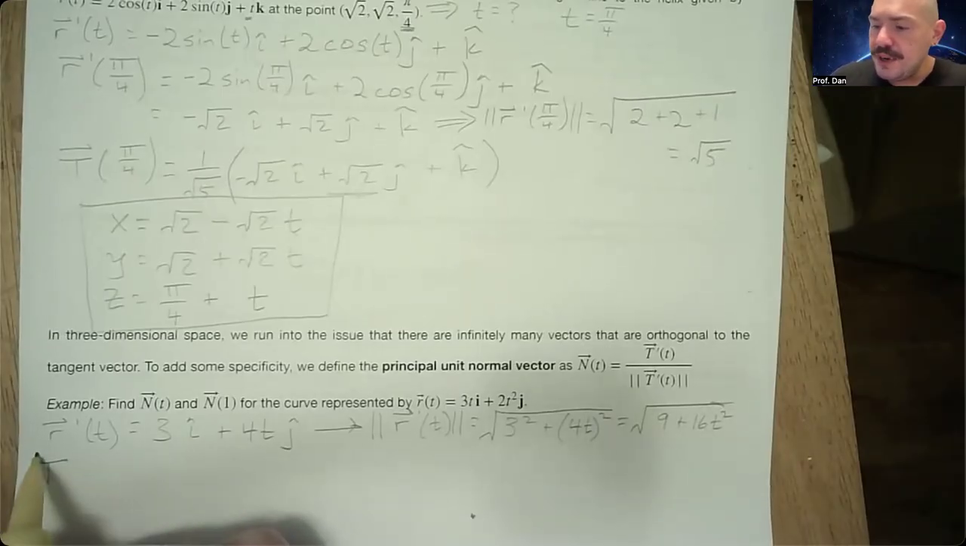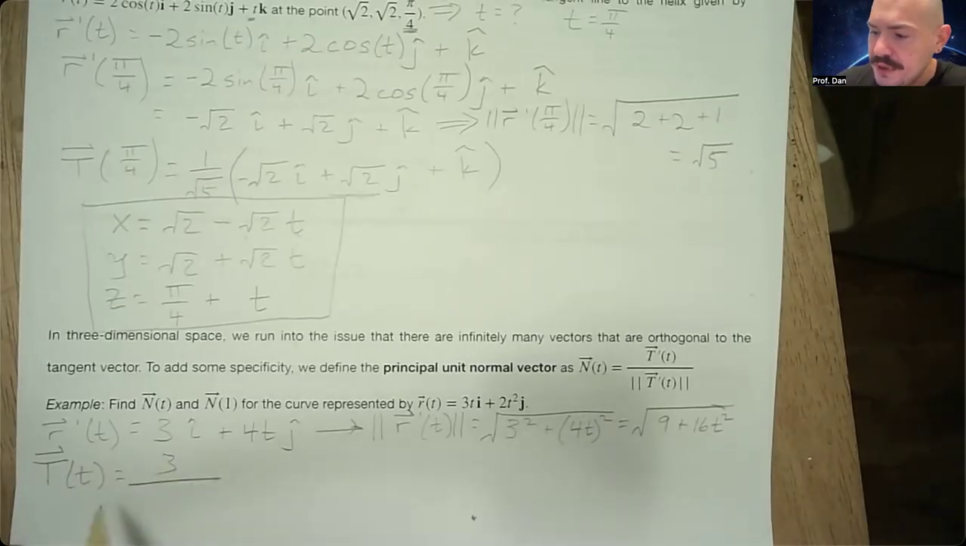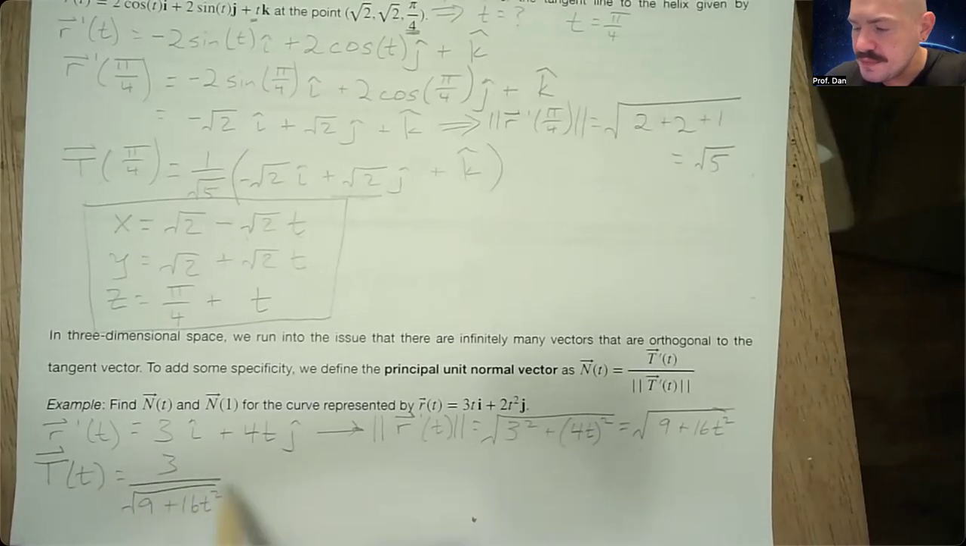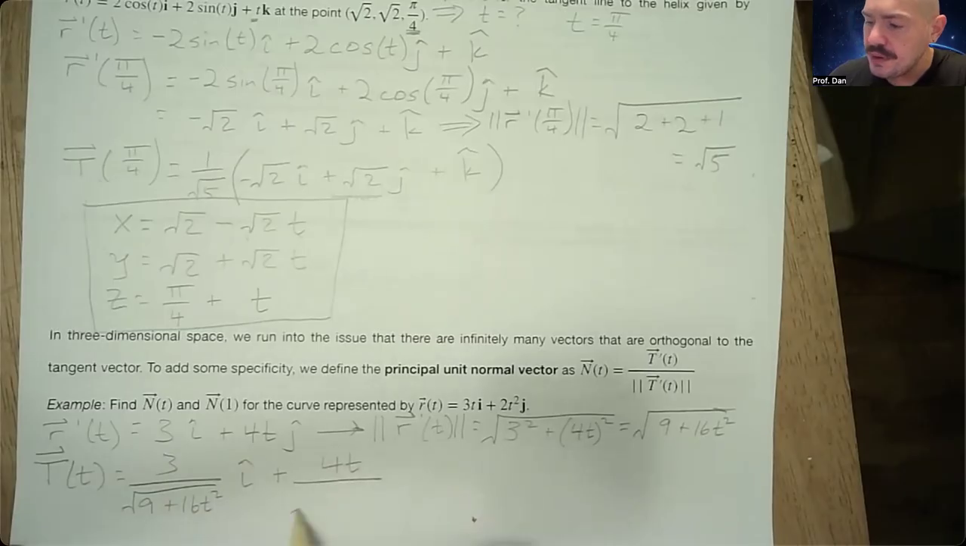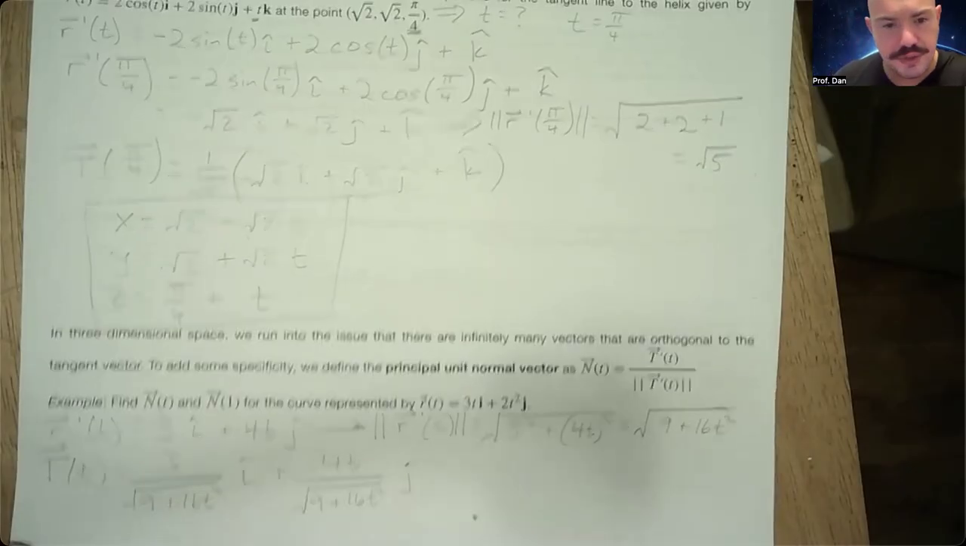So I know that for any value of t, my unit tangent vector is going to be 3 over the square root of 9 plus 16t squared. It's my i component. Plus 4t over the square root of 9 plus 16t squared. And that's my j component.